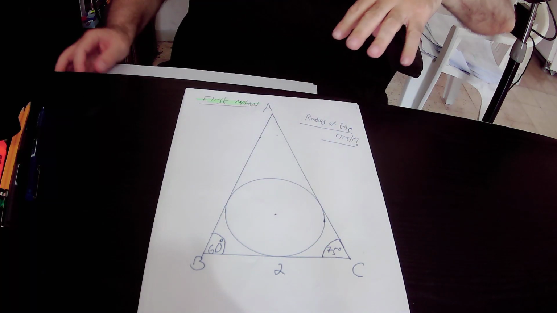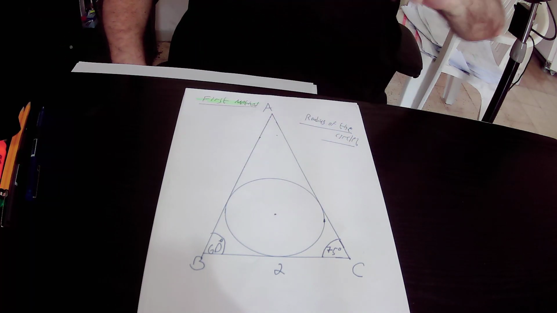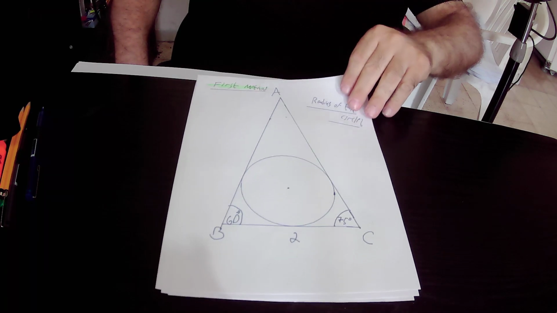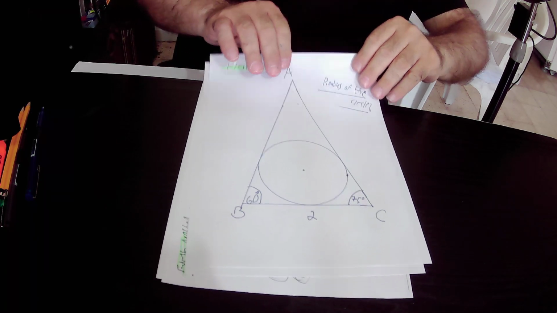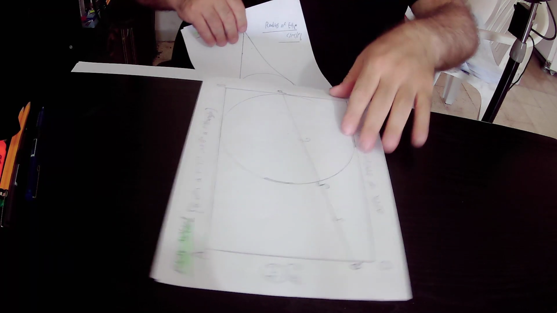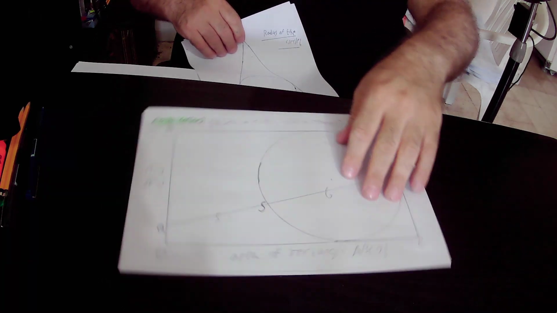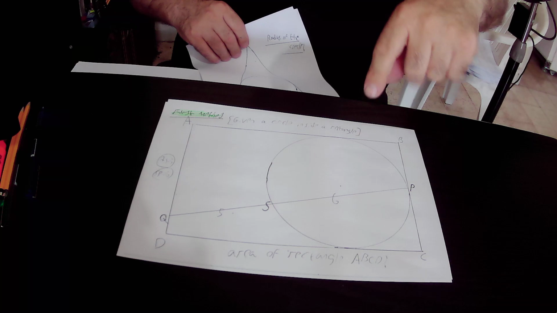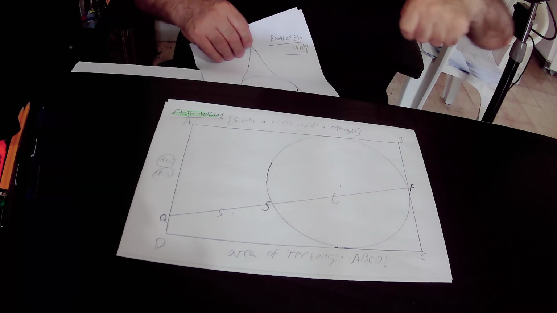And now in this lecture we'll answer two questions. In the first question we'll find out the radius of this circle that is inscribed by triangle ABC, and in the second question we'll find out the area of this rectangle ABCD that blocks this circle.